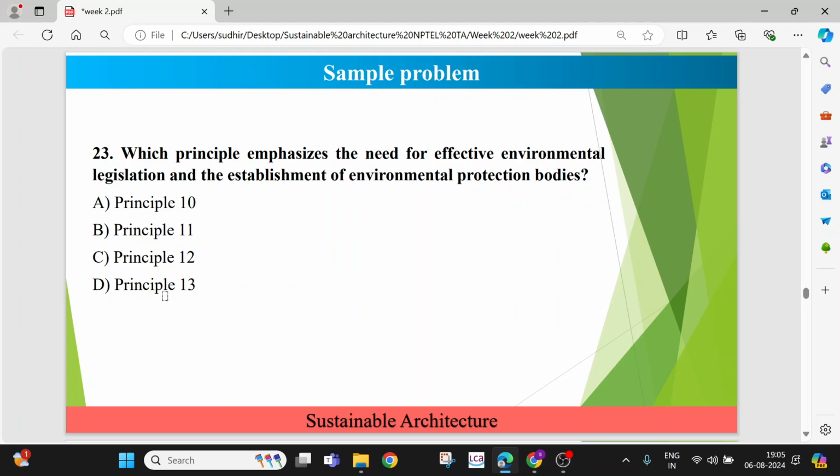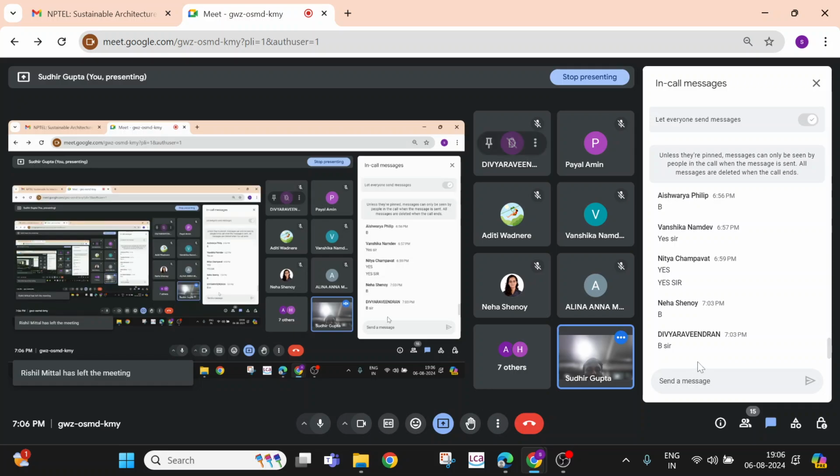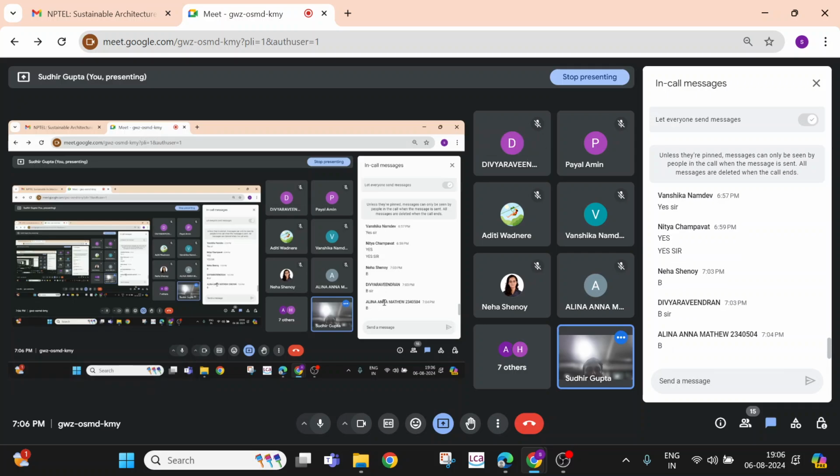In lecture 4, each and every principle was well discussed by Professor Avalokita, so you can recall from there also. But for now, try to give the answer out of these four principles. Which principle emphasizes the need for effective environmental legislation and establishment of environmental protection bodies? I think only two persons have answered so far, Neha and Divya. What about others? Alina is also agreeing with B.